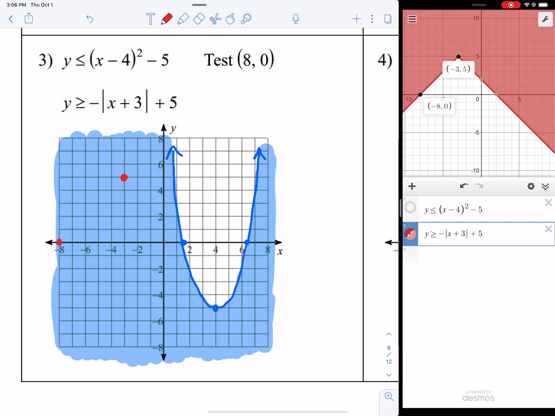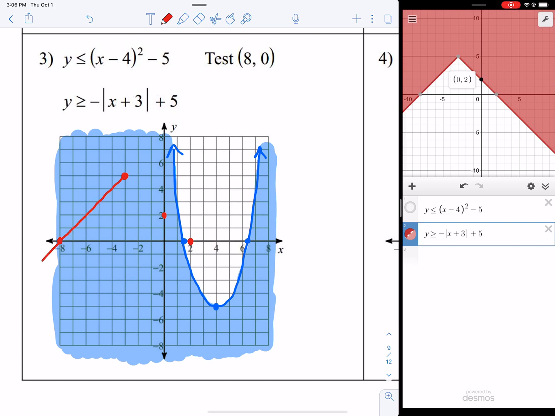X-intercept at negative 8, and another x-intercept at 2, and then there's a y-intercept at 2 as well. And this one is also solid. So draw a nice solid V-shaped graph and then shade above that graph.